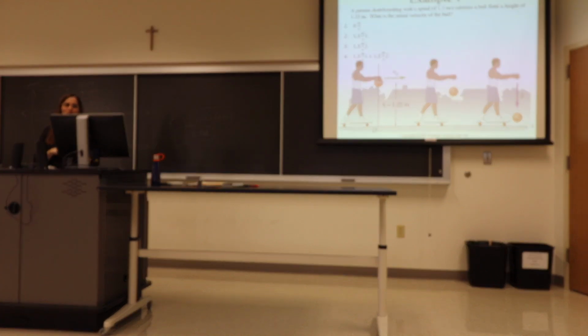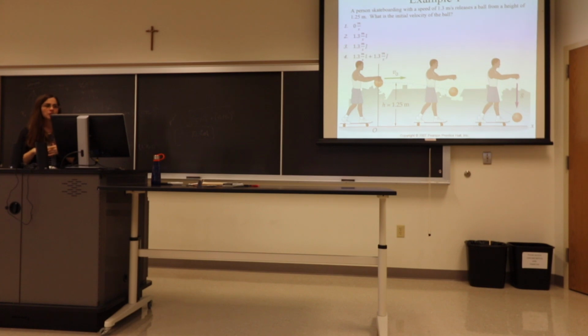All right, so here's our first example. We have a person who is skateboarding with a speed of 1.3 meters per second, and he releases a ball from a height of 1.25 meters. We're going to go through a few questions with this. My first question is, what is the initial velocity of the ball? And I want it as a vector.